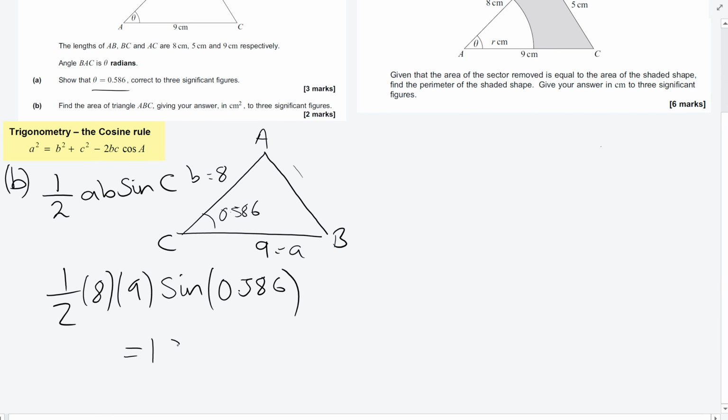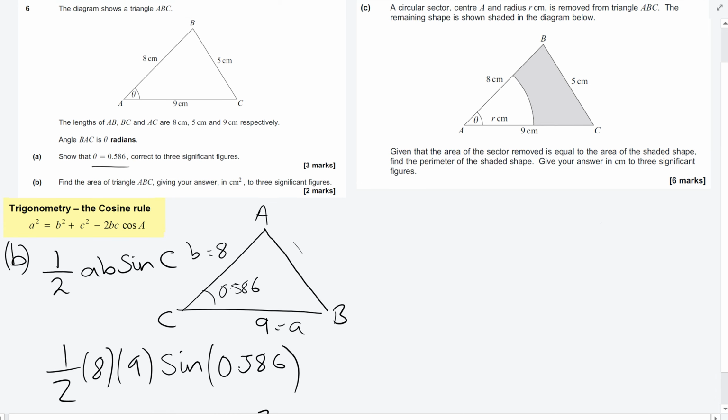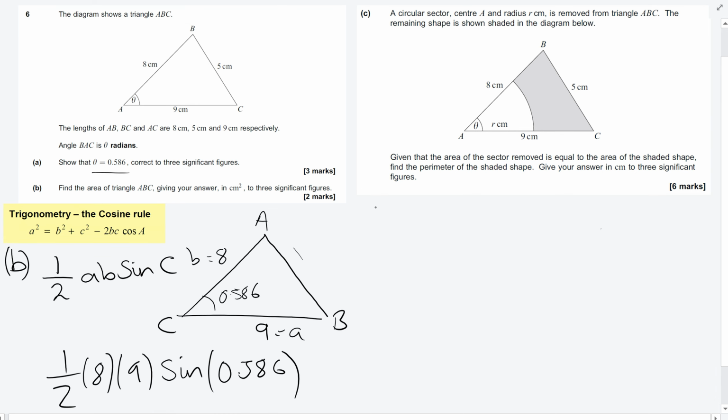So that equals 19.9, giving your answer in centimetres squared. It's worth writing that down, to make sure that we don't lose any marks for silly mistakes like forgetting our units. So 19.9 centimetres squared for part B there, which tells me the area of the triangle. And that moves us nicely into part C. Part C is the geometric reasoning element of this.